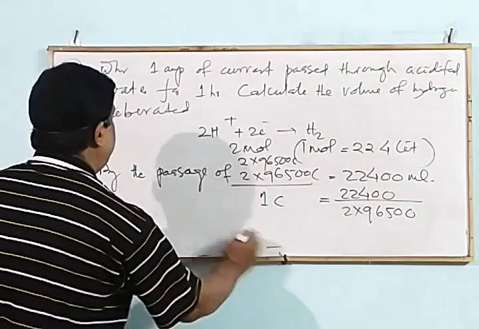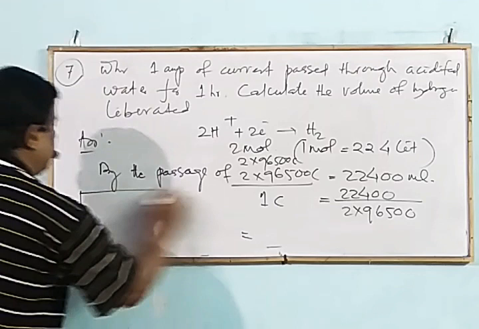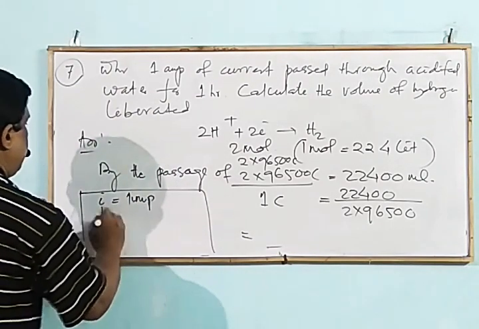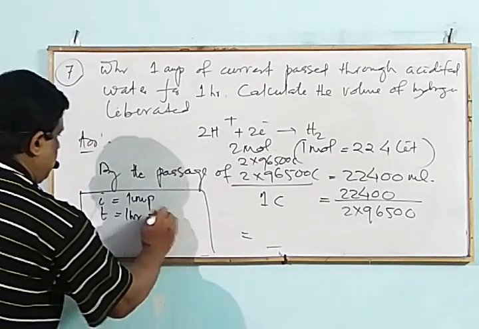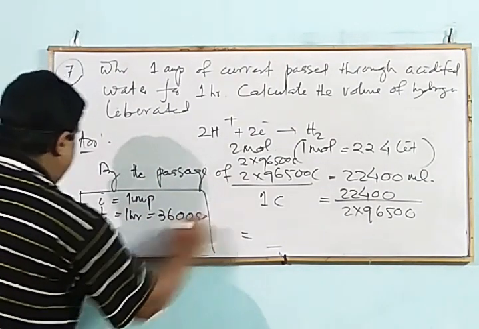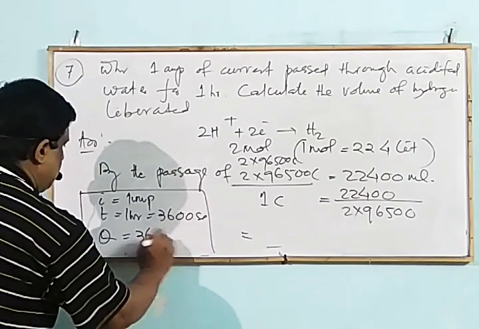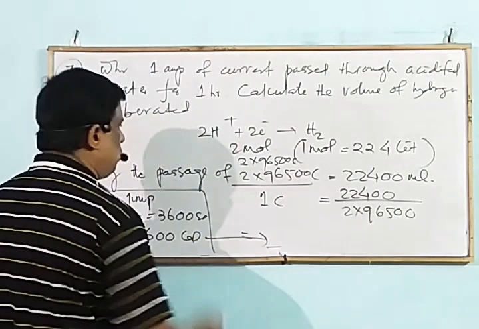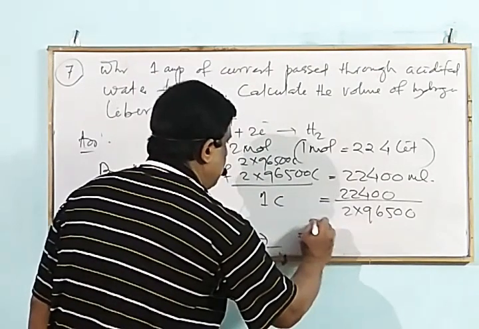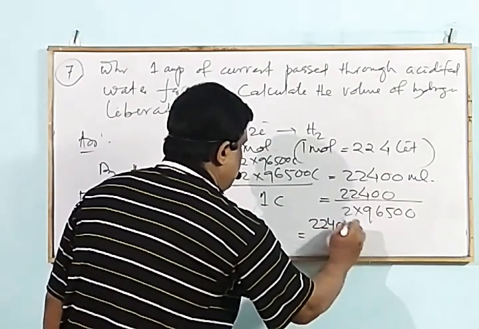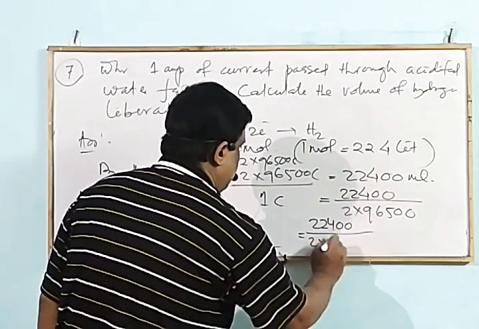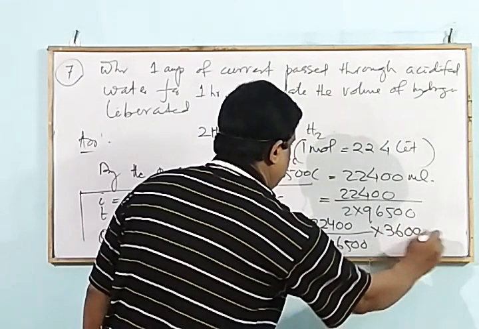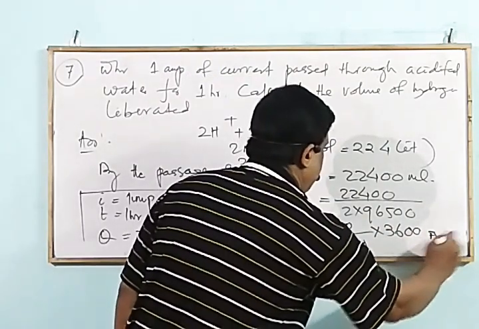So what is the data given? I is equal to 1 ampere, t is equal to 1 hour, that is 3600 second. So Q is equal to 3600 coulomb. So by the passage of this much amount of coulomb, the volume is 22400 by 2 into 96500 into 3600, this much ml.